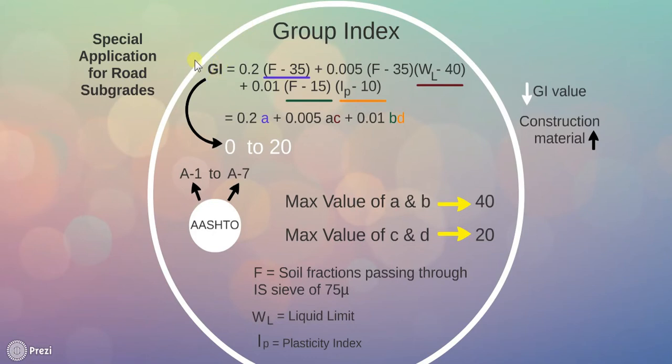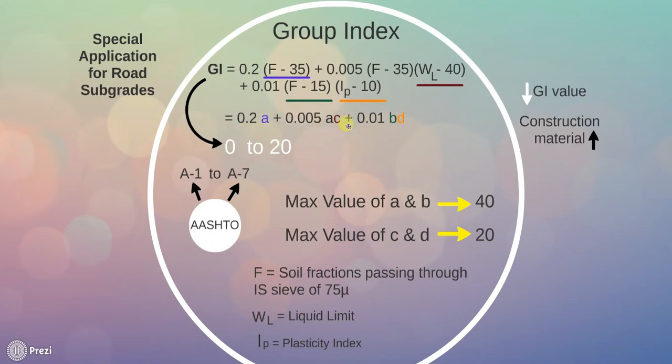The Highway Research Board (HRB) classification system, also known as Public Road Administration Classification, or PRA, is based on the particle size composition as well as the plasticity characteristics. It is also known as AASHTO. Full form is American Association of State Highway and Transportation Officials. This system is useful for classifying soils for highways.